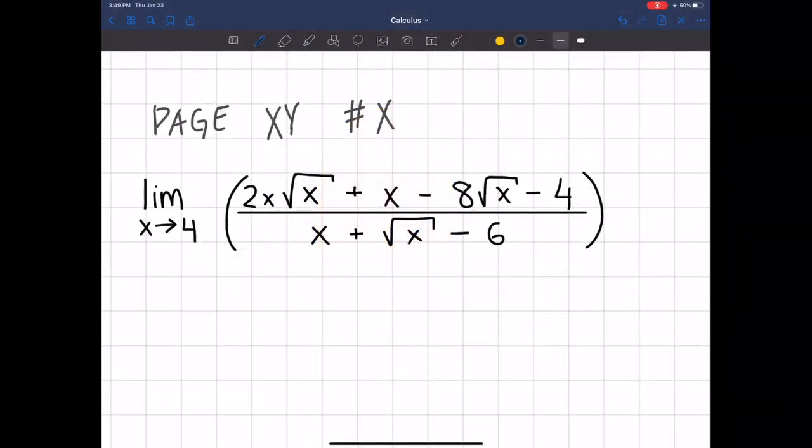Let's take a look at question X on page XDY. Solve for the limit as x approaches 4 of (2x root x plus x minus 8 root x minus 4) all over (x plus root x minus 6).